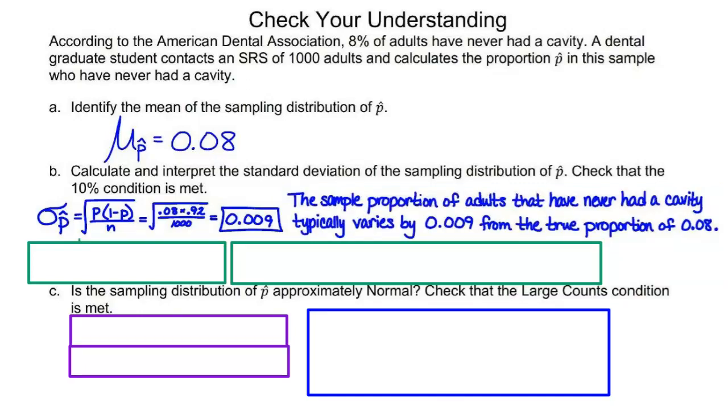Very close. The sample proportion of adults, because remember, this is the standard deviation of p hat, so the sample proportion of adults that have never had a cavity typically varies by 0.009 from the true proportion of 0.08.